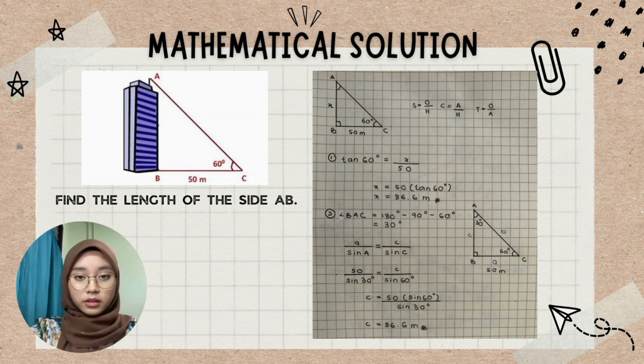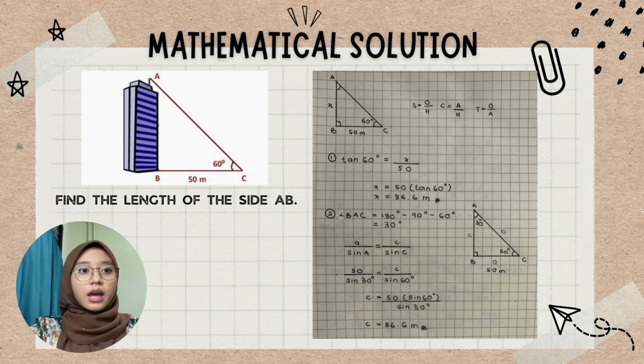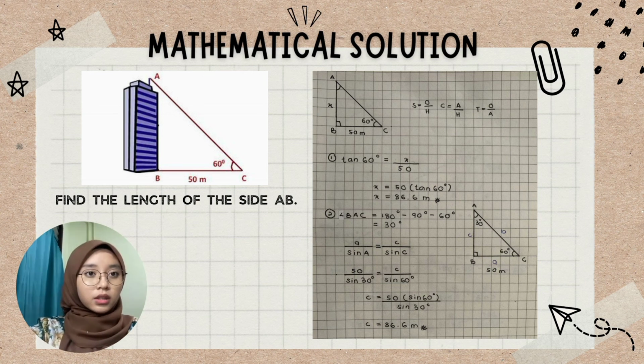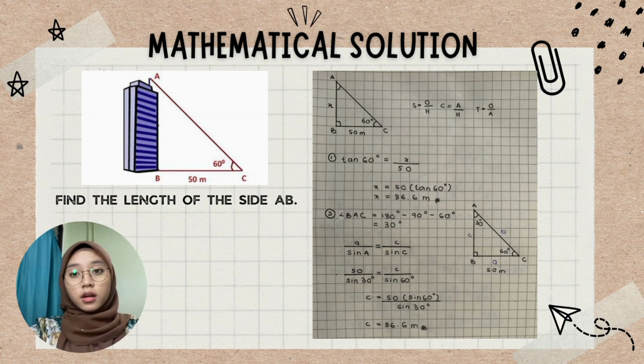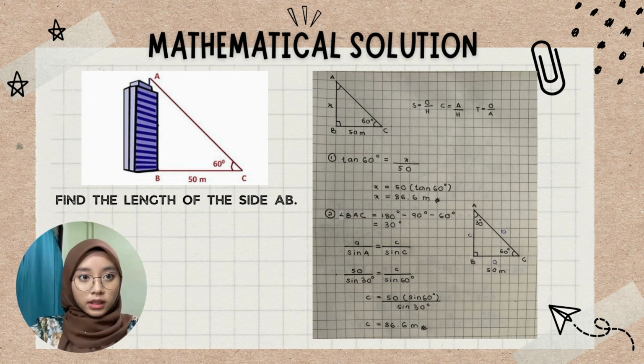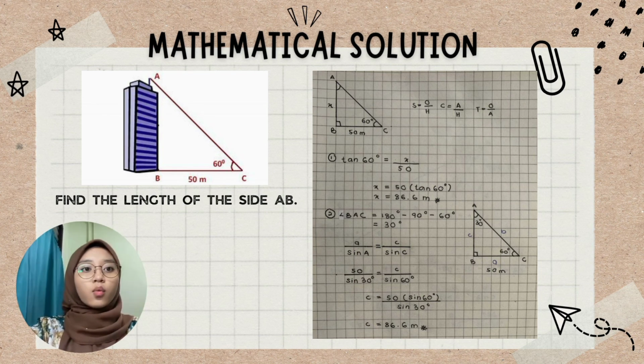Okay, so this is the first method, and for the second method, we can use the sine rule formula. We already know the value of angles C and B, so we just find the angle A. The total angle of a triangle is 180 degrees. So to find the angle A, 180 degrees minus 90 degrees and 60 degrees, and then we get 30 degrees for angle A.